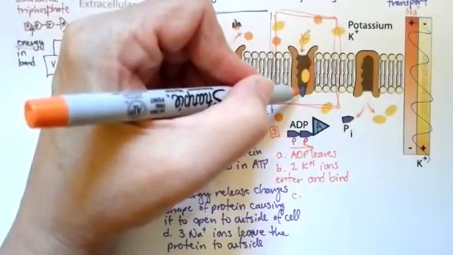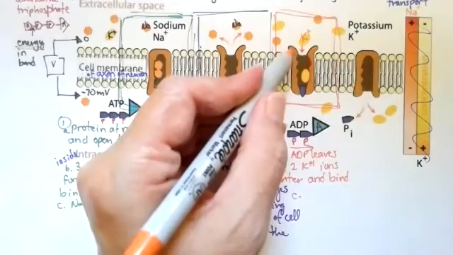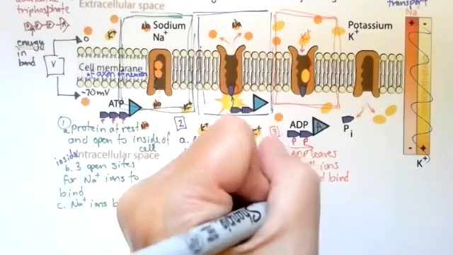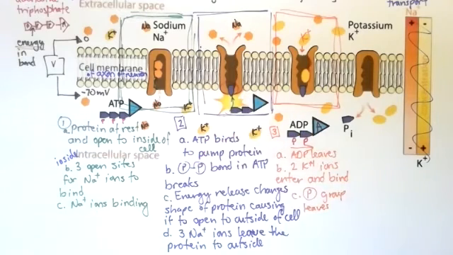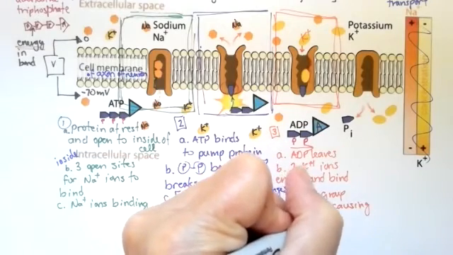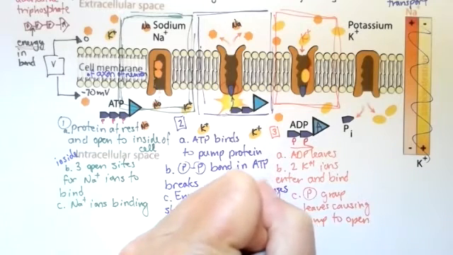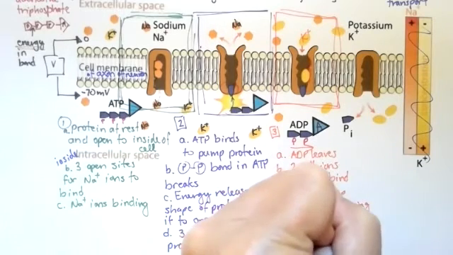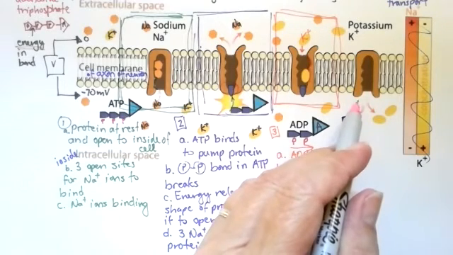And if you notice here, we still have this phosphate group that's attached to the protein, whereas over here we don't. So what causes it to flip from the outside to the inside is the phosphate group leaves. The phosphate group leaves, causing the pump to open to the inside of the cell. So here we are then, we're basically back at the beginning.